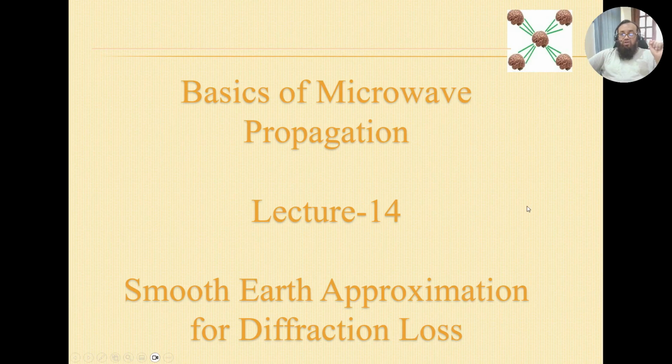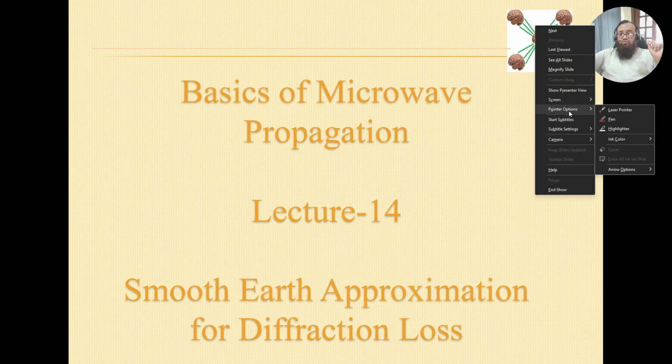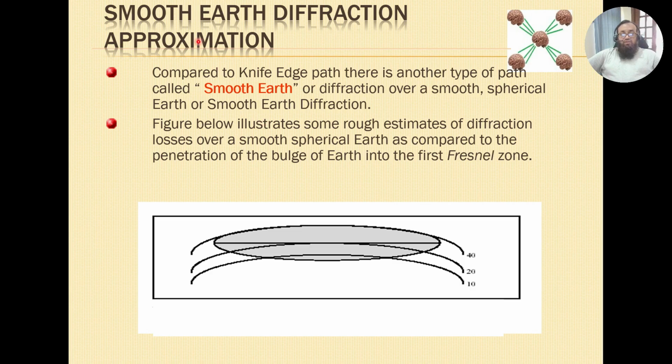So coming to the main point, smooth earth diffraction approximation. As we saw the knife edge previously, this is the second type, which is called smooth earth or flat earth. So, diffraction over a smooth spherical earth, or smooth earth diffraction. In this illustration, the gray area is your main incident path, and this gray full is your Fresnel zone. For example, this is the smooth earth, and the earth radius is, for example, here.